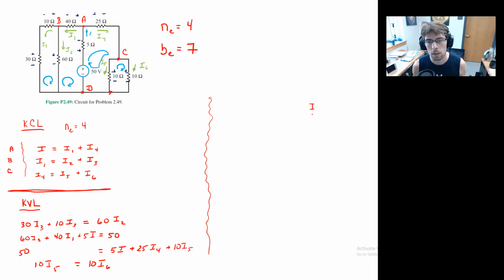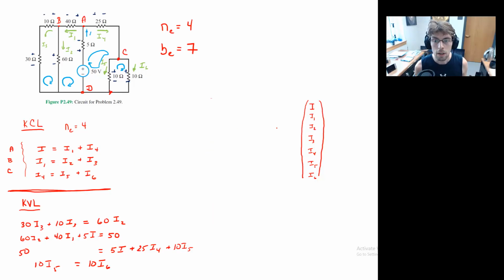So I1, I2, I3, I4, I5, and I6. I usually write in that variable matrix first, just to remind myself which column represents which variable. Okay. So now let's go ahead and write in the coefficient matrix. And I'm just going to write down all 7 of these equations.